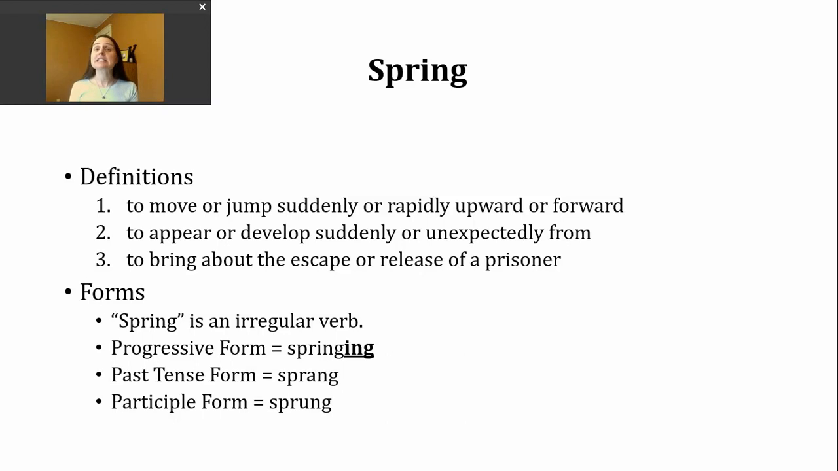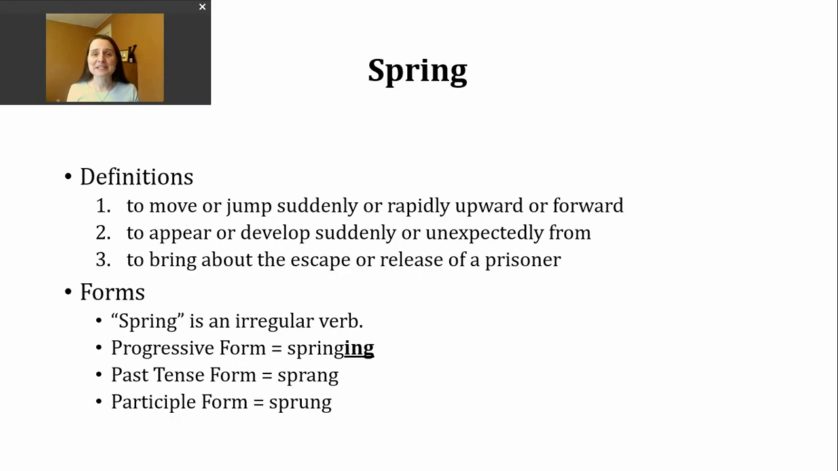You should know that spring is an irregular verb. To make the progressive tense, we're going to add ing to form springing. The past tense form of this is going to require a spelling change. We're going to change the I in the base verb to an A to form sprang. To form the participle, we again are going to change our vowel to a U now and form sprung.